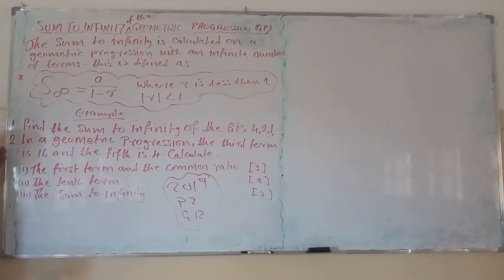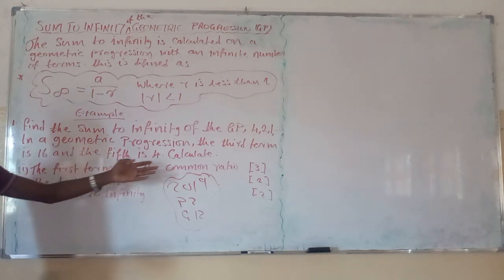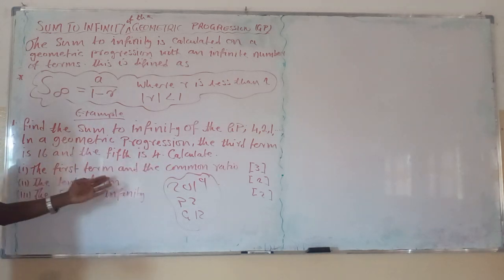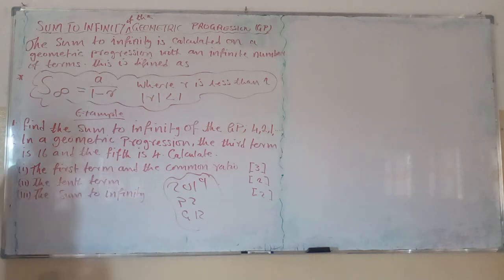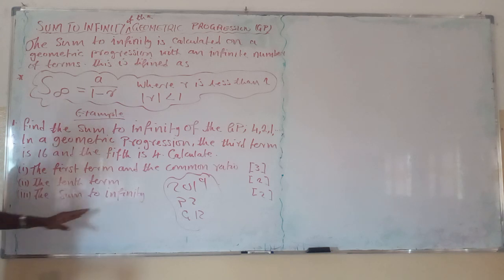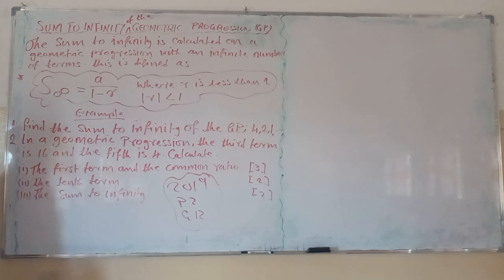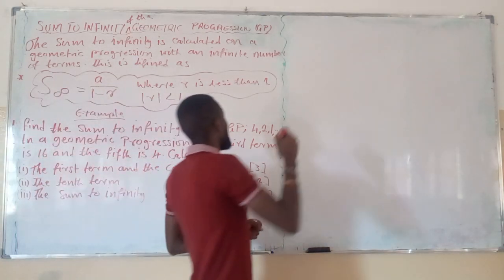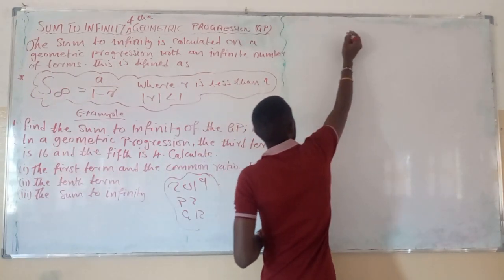They are simply asking us that in a geometric progression, the third term is 16 and the fifth term is 4. Calculate the first term and the common ratio, the 10th term, the sum to infinity. Okay, we are calculating the sum to infinity. So the big deal here is how to find the first term. That's a big deal. So before we look at this, let us look at how to find the sum to infinity. So question number 1, solutions.